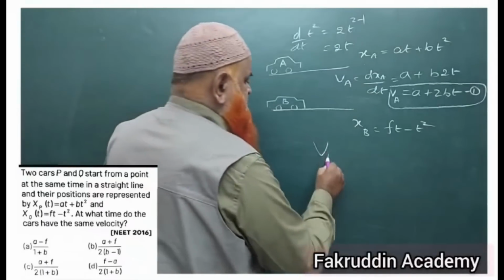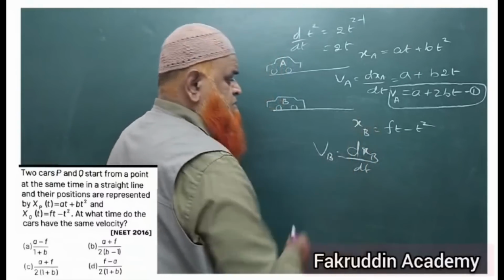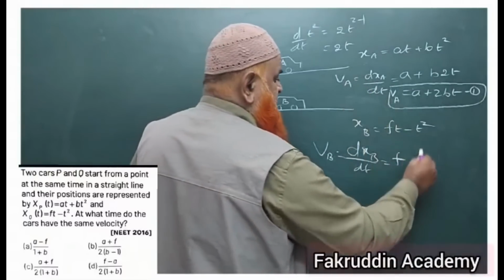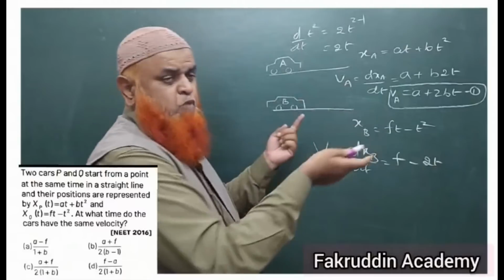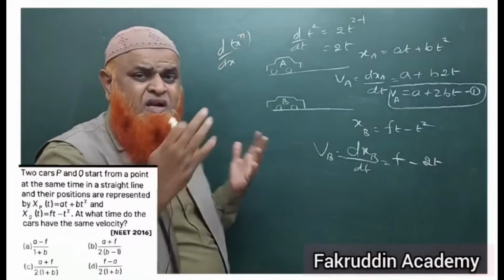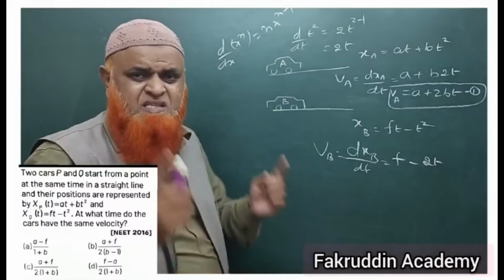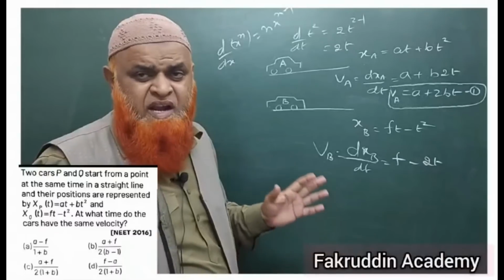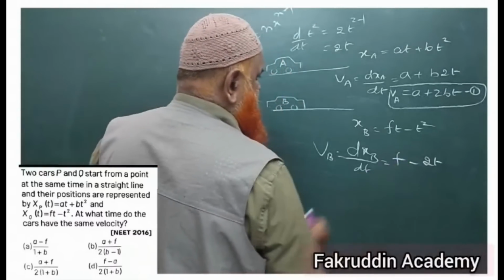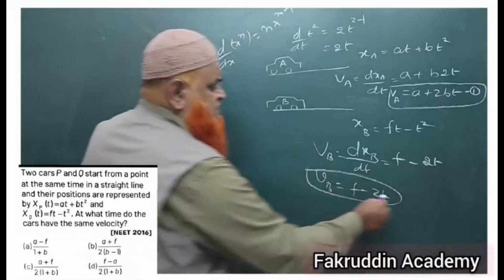So you just find the velocity of B, which can be written as dx_B/dt. If you differentiate, f is constant, it stays outside, dt/dt is going to be 1, and this is going to be 2t^(2−1), because it's just a simple formula: d/dx of x^n is nx^(n−1). It is not rocket science. Based on this single formula, you will get 90 to 95% of the problems. So you got v_B = f − 2t. This is considered the second equation.